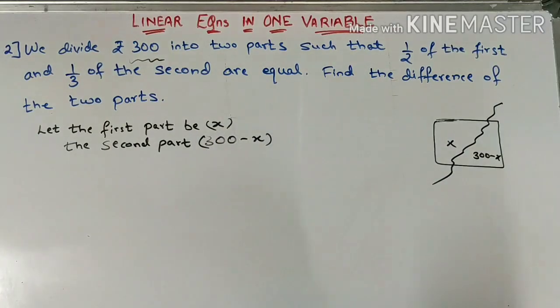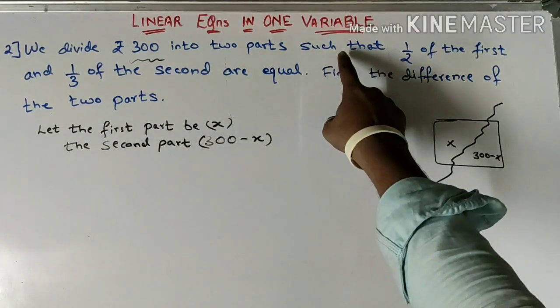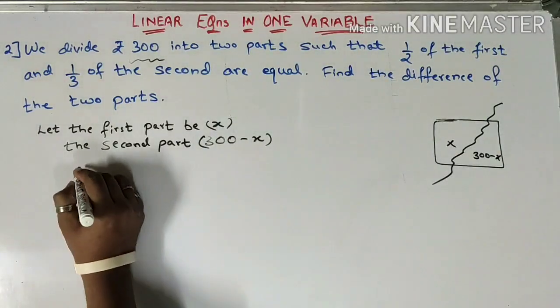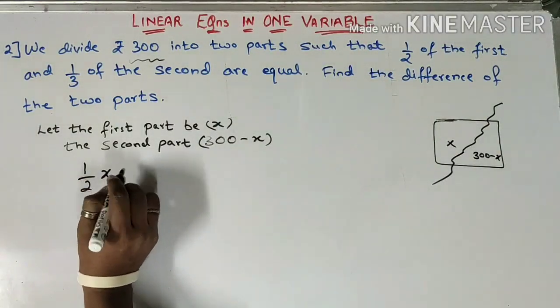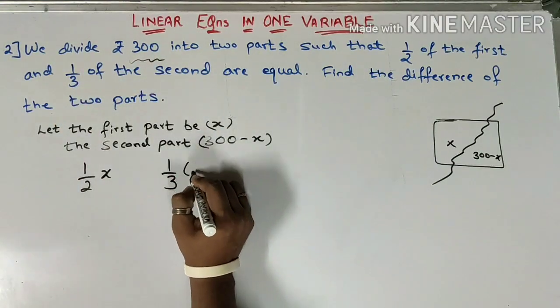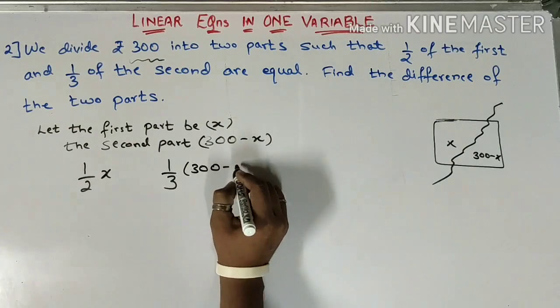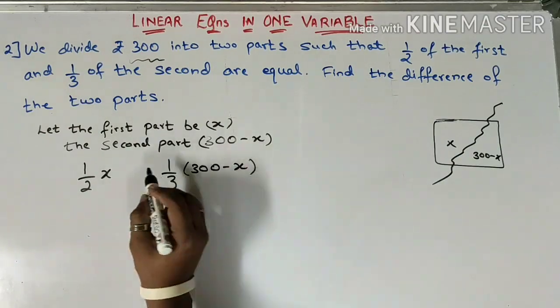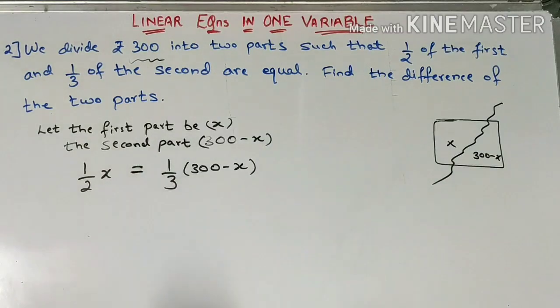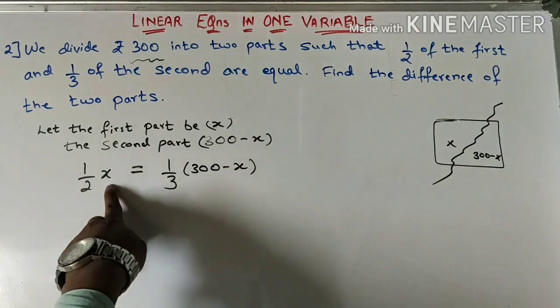Now this is the first condition. The second condition is such that half of the first and 1/3 of the second, that is 1/3 into 300 minus x, are equal. So this is my second condition. So using this we are supposed to solve the linear equation, and we will be getting the solution as x.